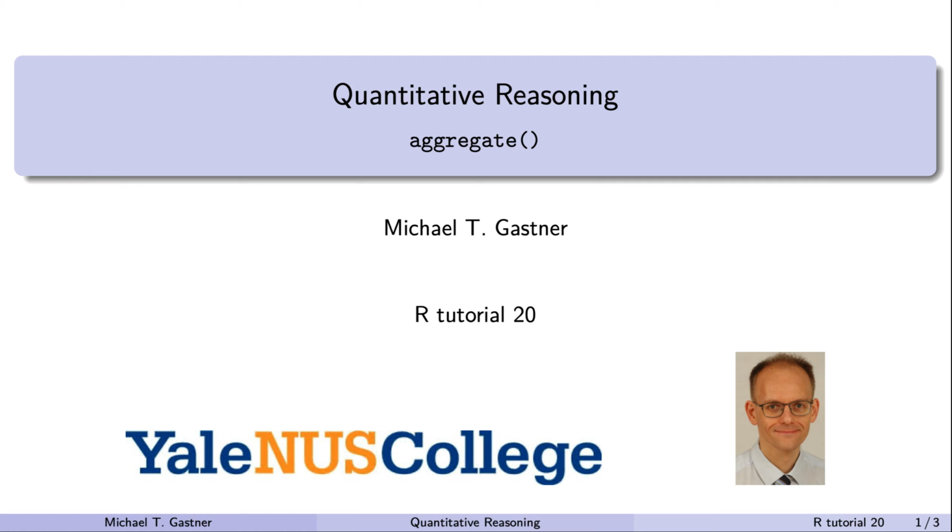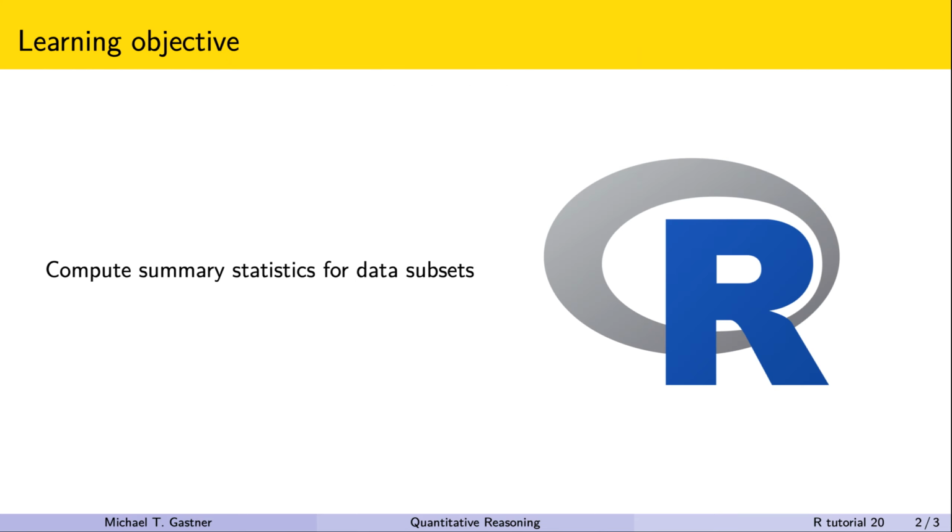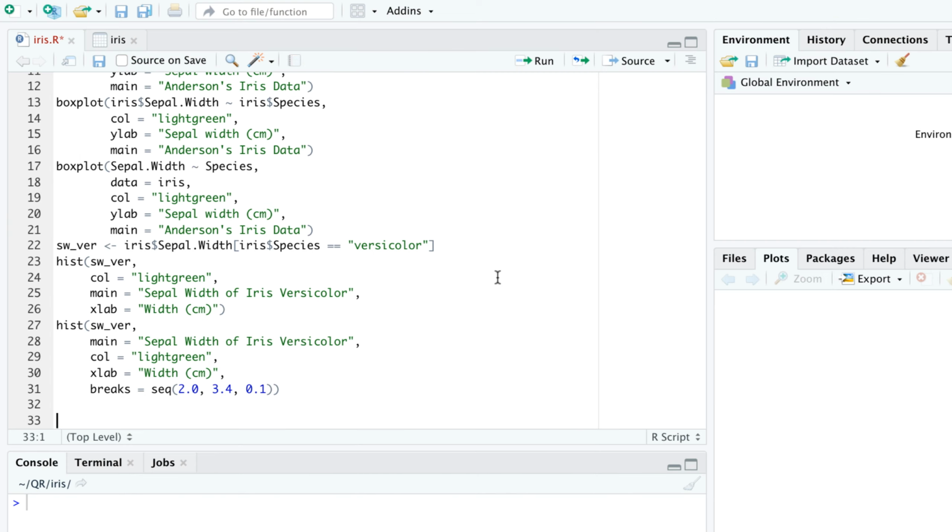In tutorial 11, we learned how we can count the occurrences of values in a vector with a table function. In this tutorial, we learn how to compute other kinds of summary statistics for data subsets. Let's consider as a concrete example the data frame Iris.